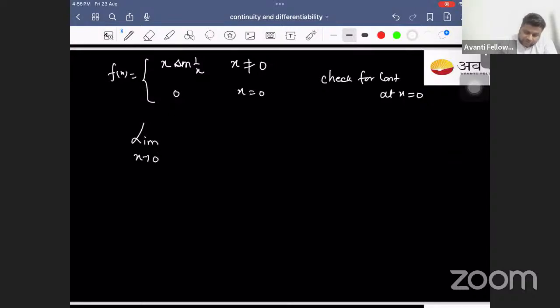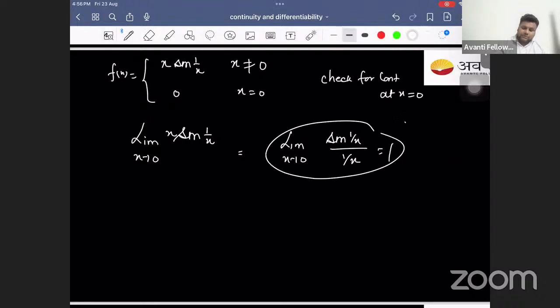Limit x approaches 0 of sine 1 by x into x. Now, what some students do, they write it like limit x approaches 0 of sine 1 by x upon 1 by x, and they make it 1. This is what you are not going to do. Got it? So this is wrong. Now, what shall we think about? We will think about limit x approaches 0 of x sine 1 by x.